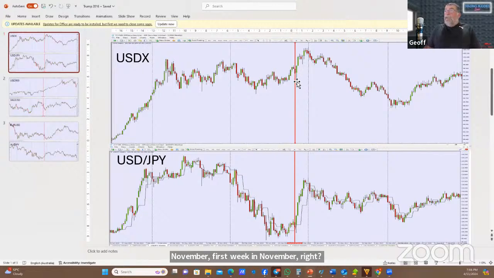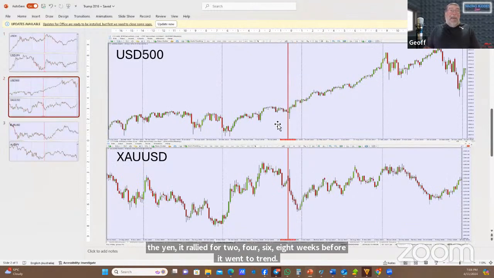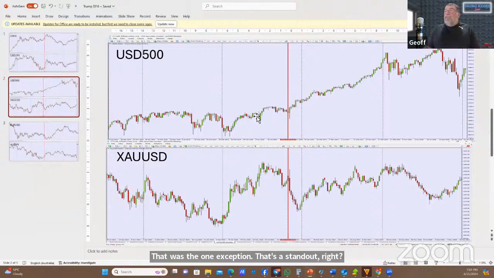The dollar index rallied for 2, 4, 6, 8 weeks before it went to trend. Against the yen, it rallied for 2, 4, 6, 8 weeks before it went to trend. The S&P 500 hasn't looked back. That was the one exception, a standout. Nothing changed. The trend just continued.